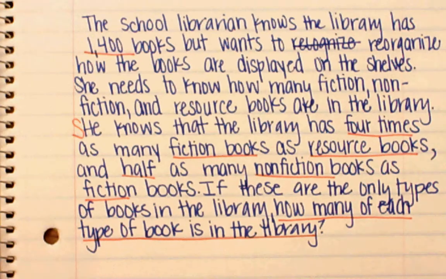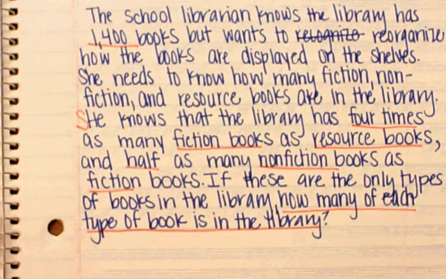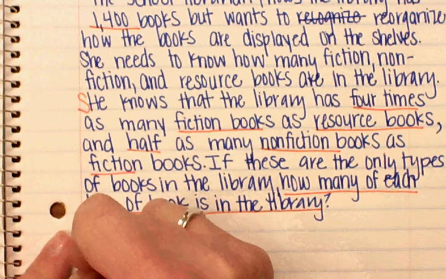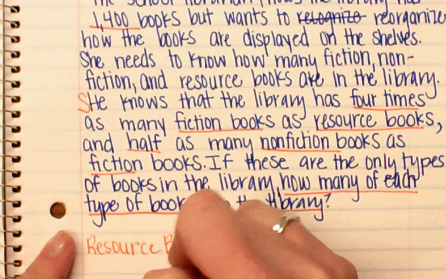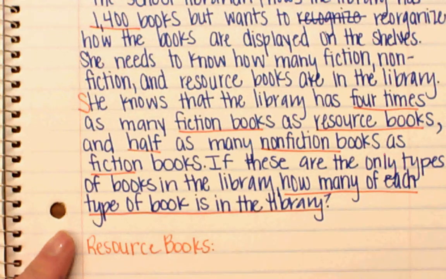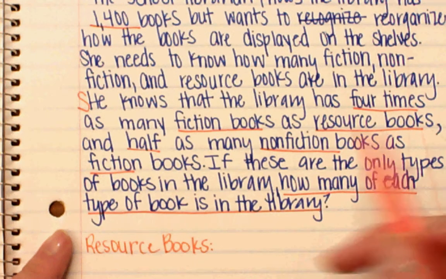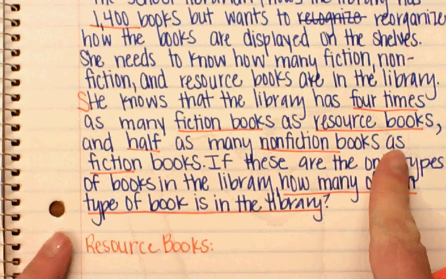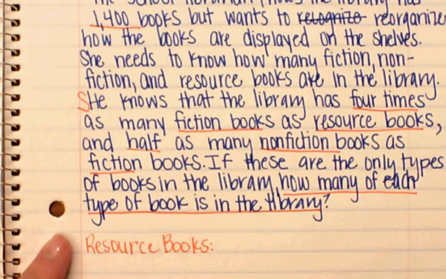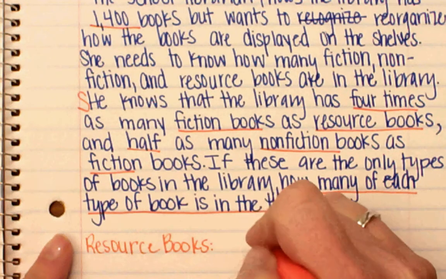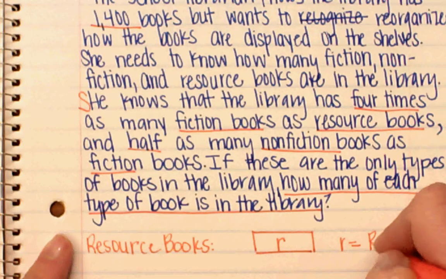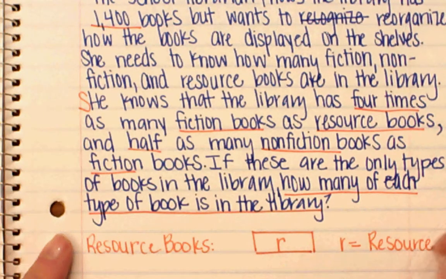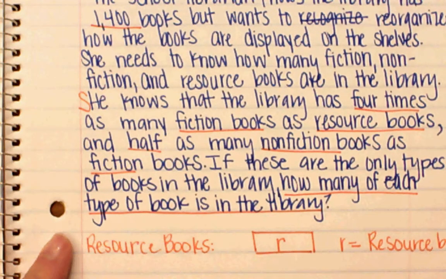So we're going to draw tape diagrams, one to represent the number of fiction books in the library and one to represent the resource books. So let's start with what would be simple, and we're going to go with resource books. It doesn't give us any information about resource books or saying that it is half of something or anything like that, so I'm just going to let it be a tape diagram and let it be R. R equaling resource books.